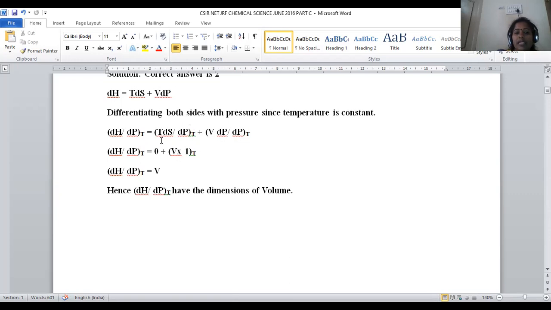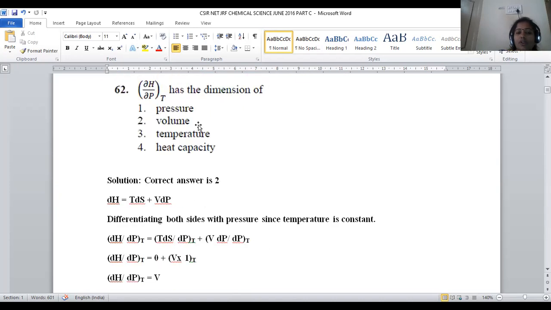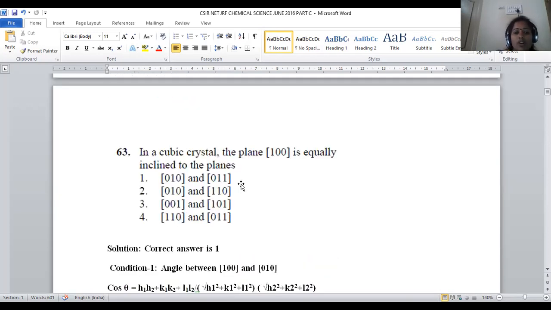Now the equation will remain like this. T dS by dP: since the temperature is constant, this entire term becomes 0. It is the constant term, right? That's why this entire term becomes 0. So dH by dP at constant T is equal to 0 plus V, since dP by dP both get cancelled, V into 1, right? That's the reason why dH by dP at constant T is equal to V. So dH by dP at constant T has the dimensions of V, V being nothing but volume. So the correct answer for question number 62 will be option number 2, right? For question number 62, option number 2 will be the right answer.